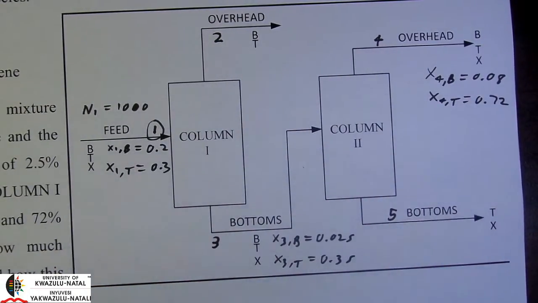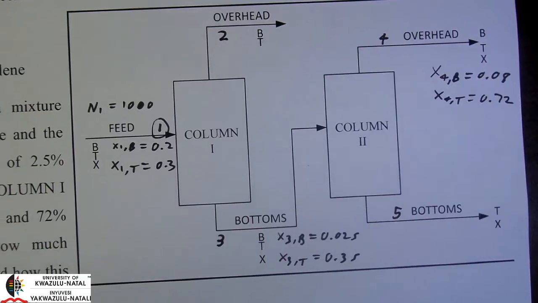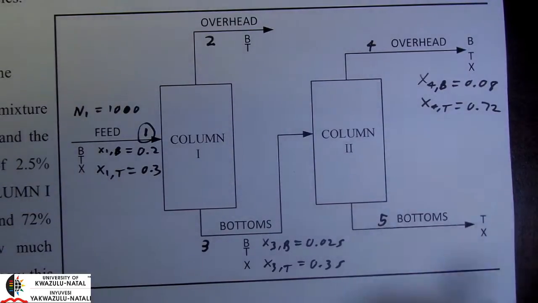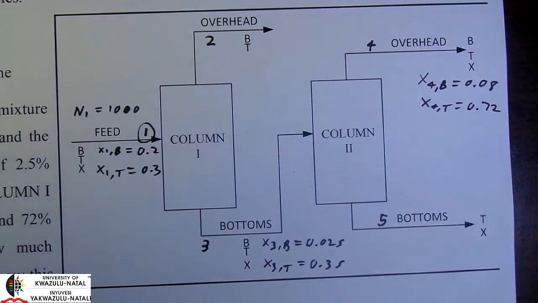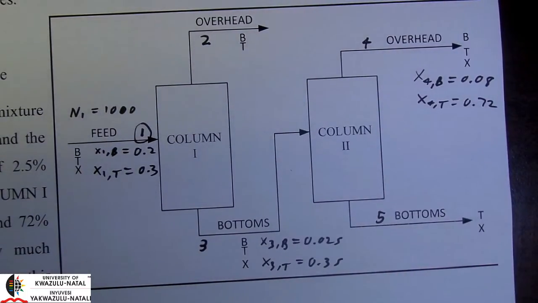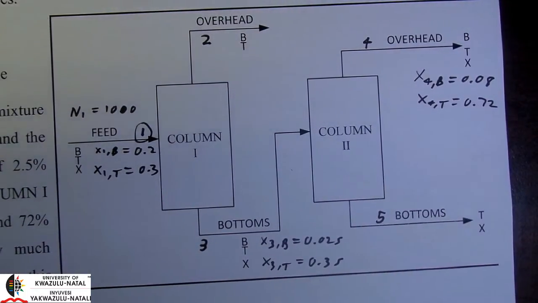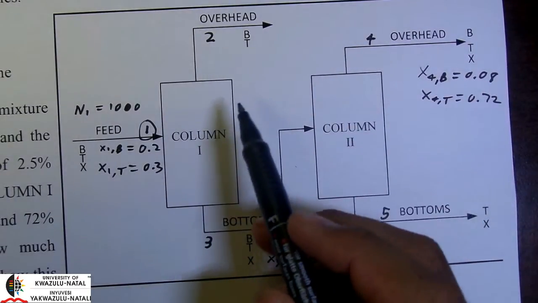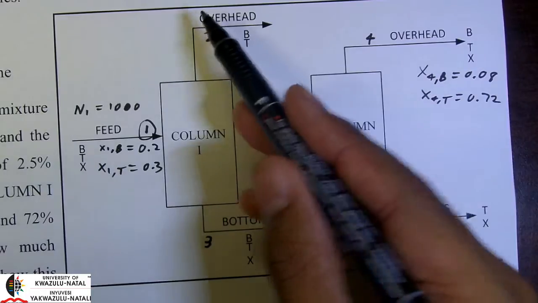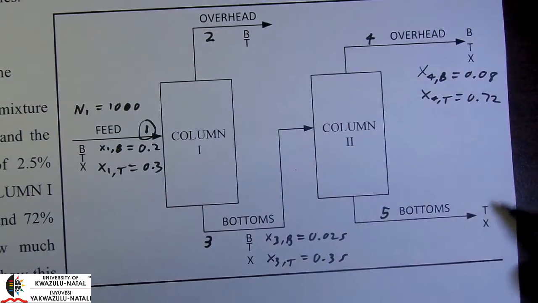And now we need to determine how much material will be processed by each unit and how this material will divide among the outlet streams. Take note of what they want us to solve here. Essentially, they want to know how many moles will be coming out of the overheads and the bottoms of the columns.